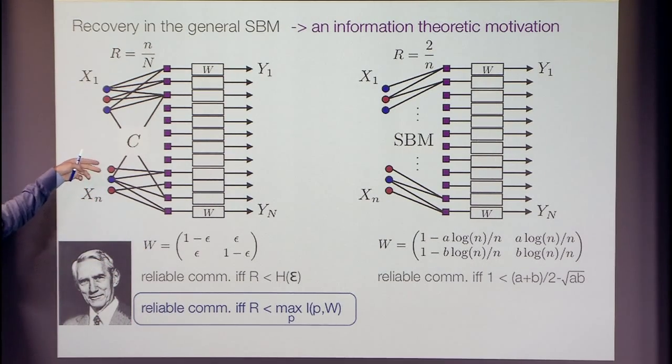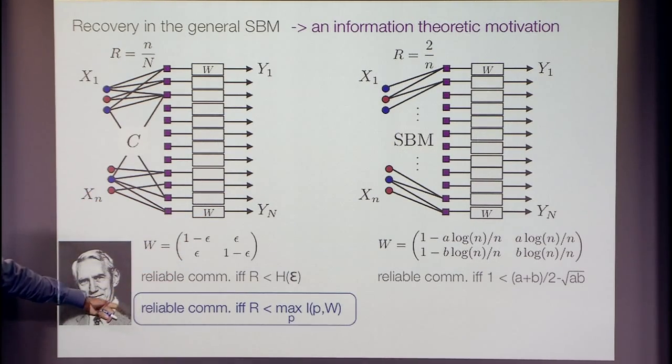It doesn't have to be bits, it could be Q-ary symbols with some distribution and an arbitrary channel here, you can succeed if the rate is below this maximum of the mutual information, where the mutual information is expressed in terms of the KL divergence.